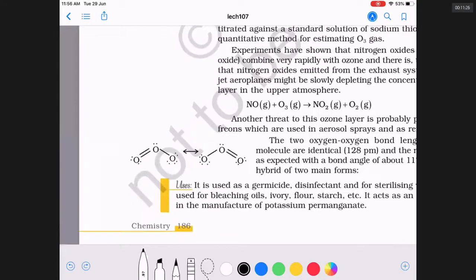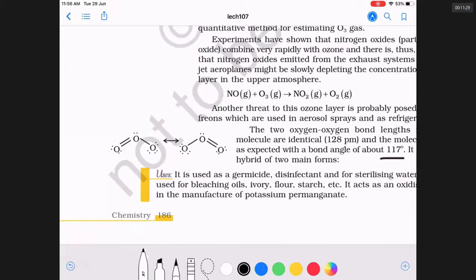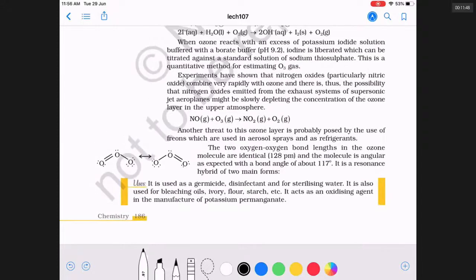Look at the structure of ozone. Bond angle is 117 degrees. The bond length is 128 picometers. It is a bent molecule. Ozone is mainly used as a germicide to kill germs in drinking water. It is a disinfectant used for sterilizing water. In good olden days, chlorine was used, but chlorine gives bad smell. Ozone will not give bad smell. So, it is a good oxidizing agent. It is used in the manufacture of potassium permanganate, a very important chemical, KMnO4. So, this is a note on ozone.